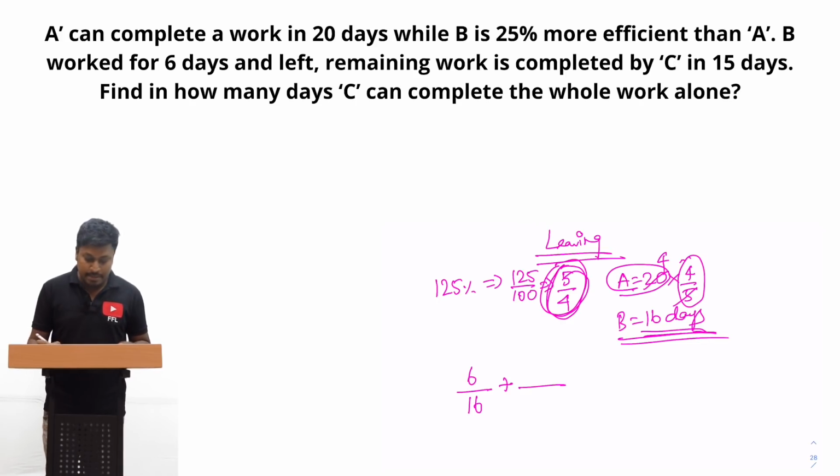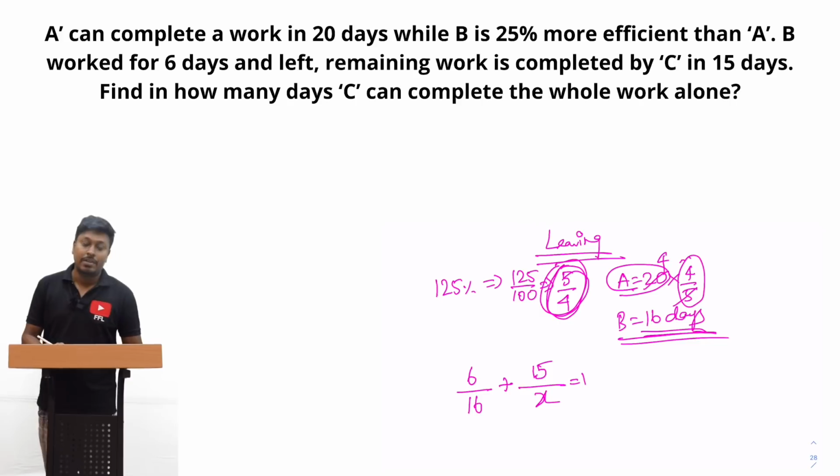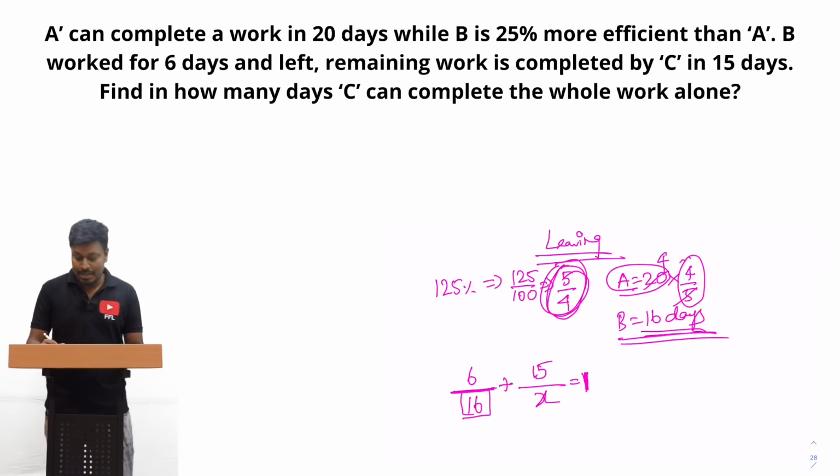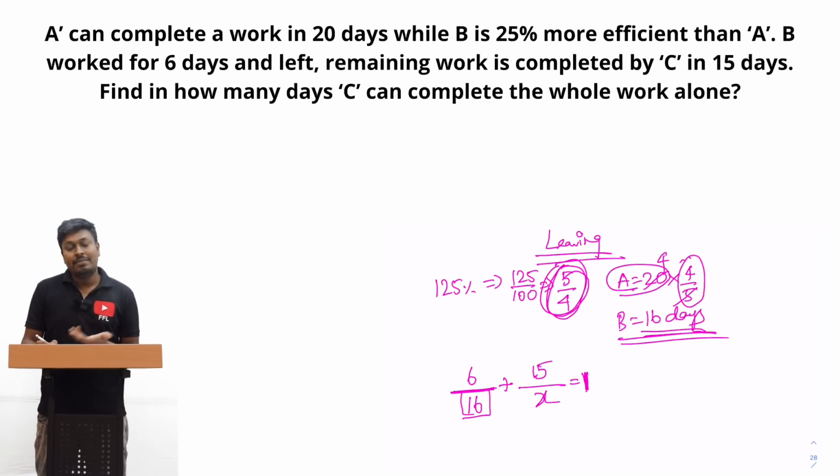So plus divided by C, where you can see that the remaining work was completed by C in how many days? 15 days. So C worked for 15 days, but we don't know how many days C alone can complete a piece of work, which is equal to x, is equal to 1. That's it. For doing a work that is 1, B can complete the work in 16 days, but he worked only for 6 days. We don't know how many days C takes to complete the work, but C did the remaining work in 15 days. Got it? So now we need to cross multiply it and find the answer.